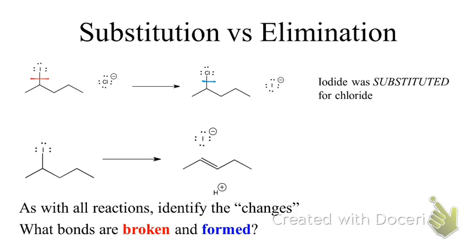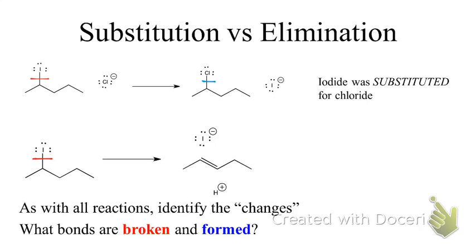So finding those patterns and identifying what things changed can then allow us to apply and start to come up with reasons why things happened. So we could look at this reaction and say iodide was substituted for the chloride. We're just trying to come up with patterns. When we look at the next reaction, in this case it's an elimination, what bonds were broken? See the carbon iodide, anything else?